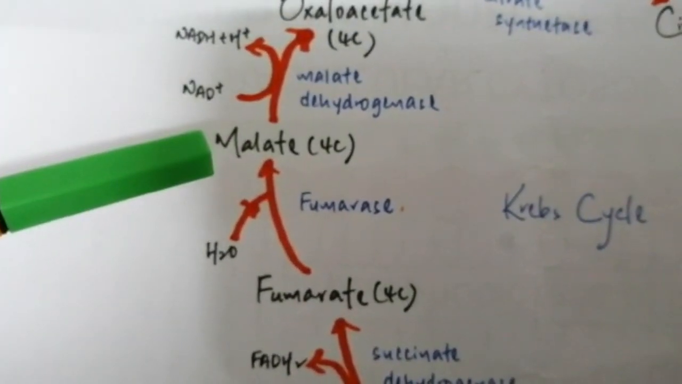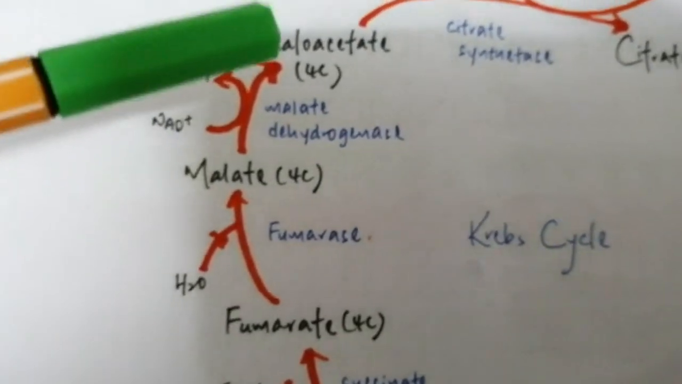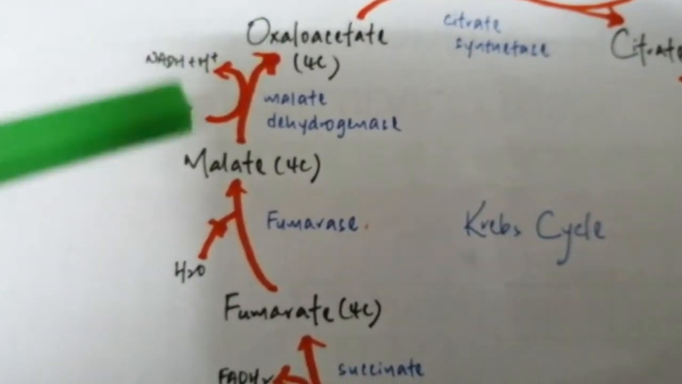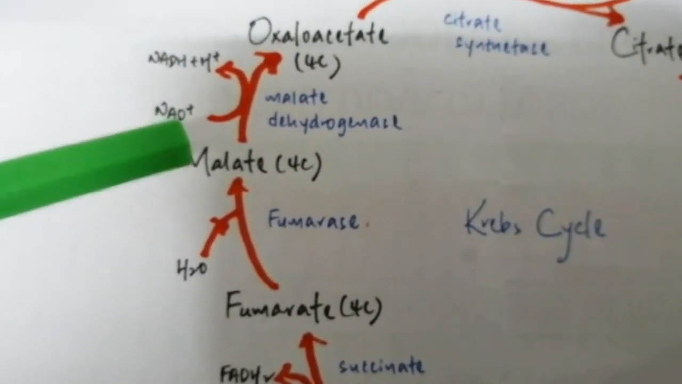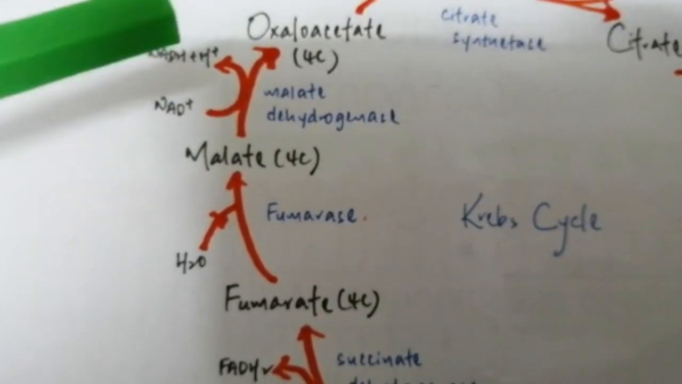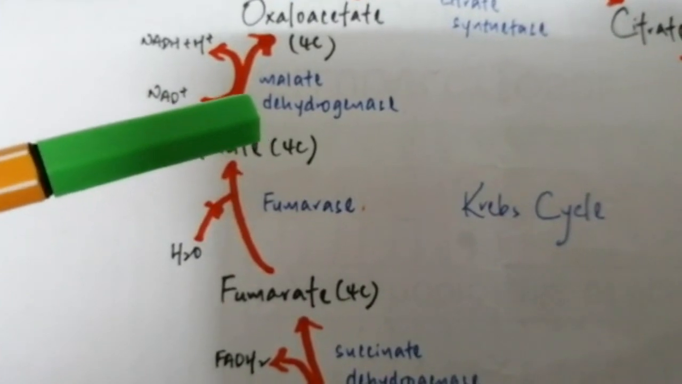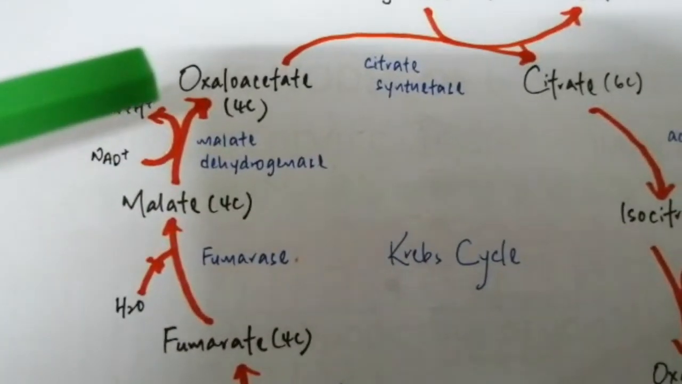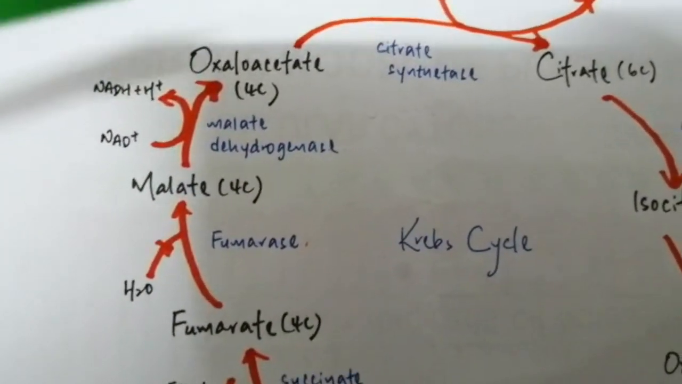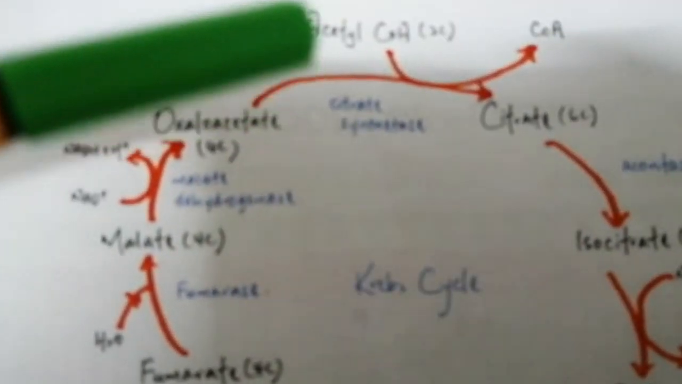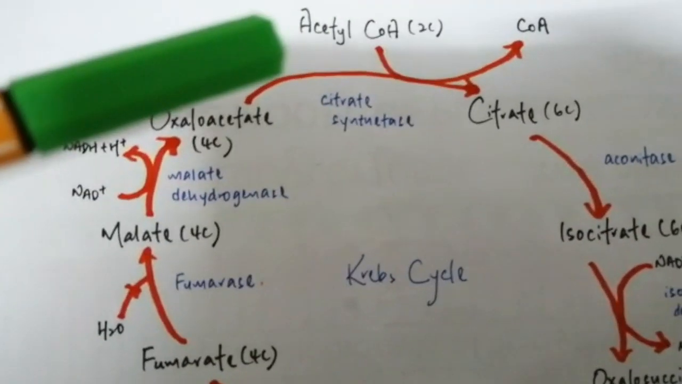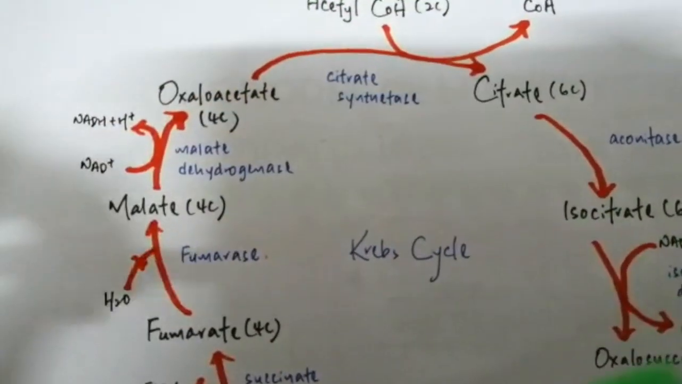Malate is then oxidized to regenerate oxaloacetate, and NAD+ is reduced to NADH. The reaction is catalyzed by malate dehydrogenase. Oxaloacetate can be used to combine with acetyl-CoA, and the cycle is repeated.